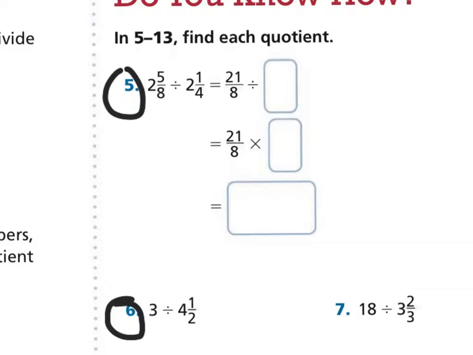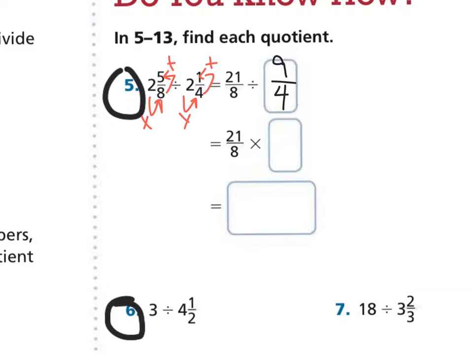Number 5, they already did the first part for us. In other words, 2 times 8 is 16. 16 plus 5 is 21, so 21/8. We have to do the same process with the 2 1/4. So same idea, 2 1/4. We'll do 2 times 4 is 8, plus the 1 on top is 9. Denominator always stays the same, 9/4.